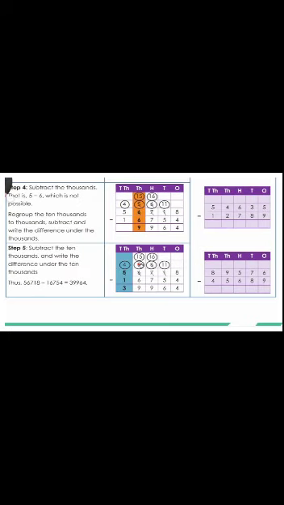Now the last step. Subtract the 10,000 and write the difference under the 10,000. So now the question is 56,718 minus 16,754. So your final answer is 39,964.